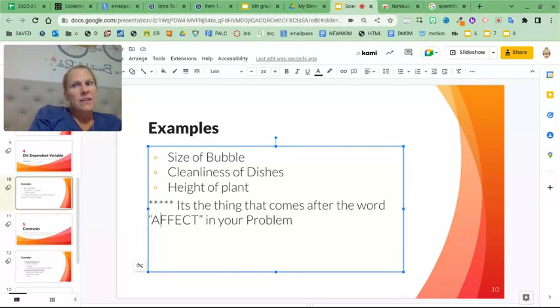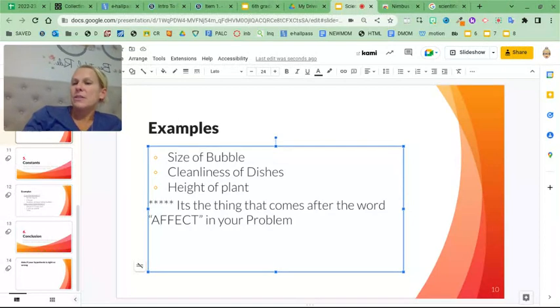So for one more final example, if I said, does the speed of my car affect how many tickets I get? Our independent is, you guessed it, the speed of my car. And that makes the dependent how many tickets I get. Correct.